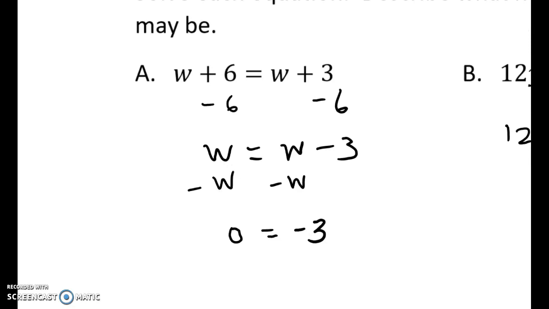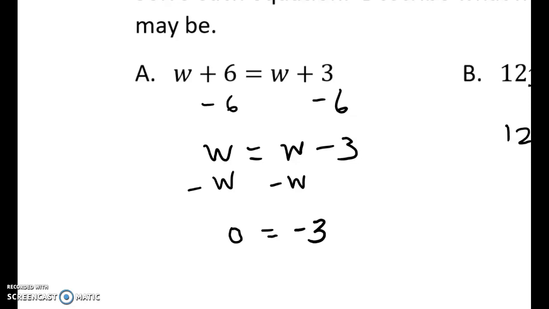Before we talk about that unique situation in part B, let's also talk about the unique situation that happened in part A. Again, we are trying to isolate the variable, undoing operations. So you may have subtracted 6, like me, on both sides of the equal sign. Then I got w equals w minus 3. Subtract w from both sides to try to get all the variables to one side. And again, just like what happened in part B, my variables went away to 0.